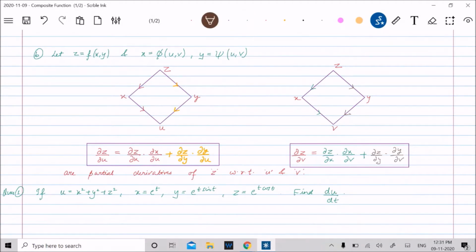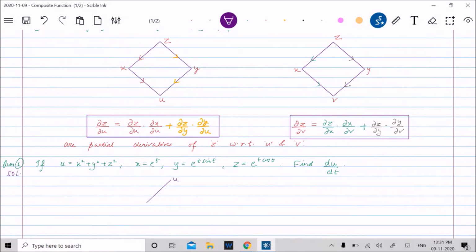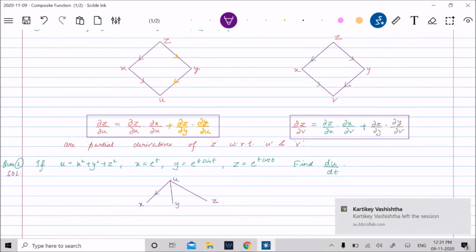And before actually proceeding towards the solution of such a question, you should first draw the family tree, right? Drawing a family tree is always good. So u is lying at the top, right? And here is the one which is depending on x, and u is depending on y, and u is depending on z. Due to this, u is a function of x, y, and z, right? Okay. And further, x is a function of t, so you should write t here. Y is also a function of t from this, and z is also a function of t.